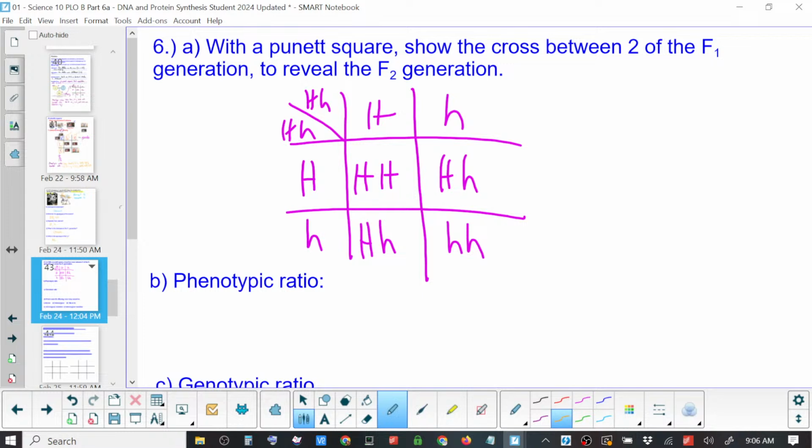What have we got for phenotypic ratio? 75. Don't say dominant recessive though. You have to put the traits. What's the dominant trait? Unicorn, and then dicorn. Define your traits though, because if you say 75, 25, of what? Somewhere you just have to put it.